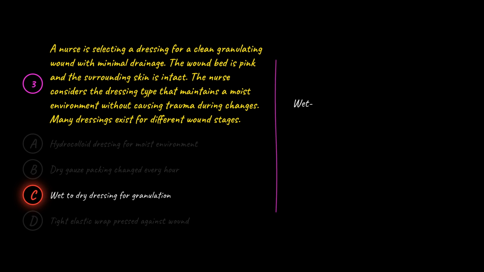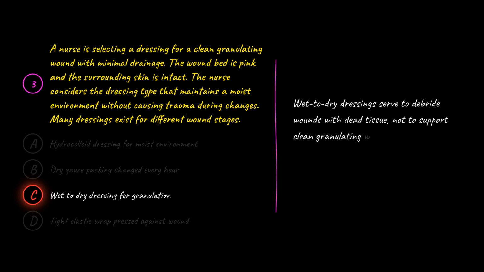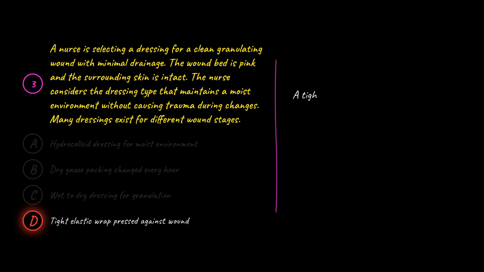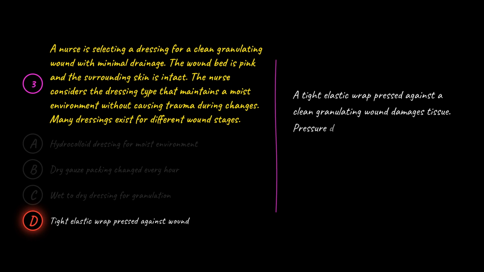C is wrong because wet to dry dressings serve to debride wounds with dead tissue, not to support clean granulating wounds. Using them on healthy tissue removes new cells and is no longer recommended for granulating bases. D is wrong because tight elastic wrap pressed against a clean granulating wound damages tissue. Pressure dressings have specific indications, such as vascular compression, but they are not used routinely on a clean granulating wound.